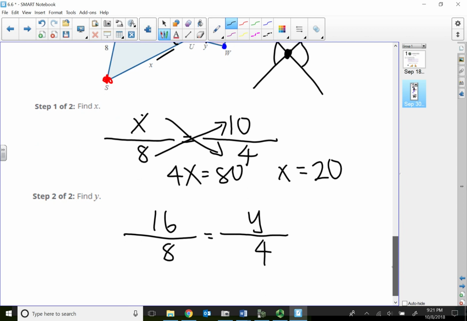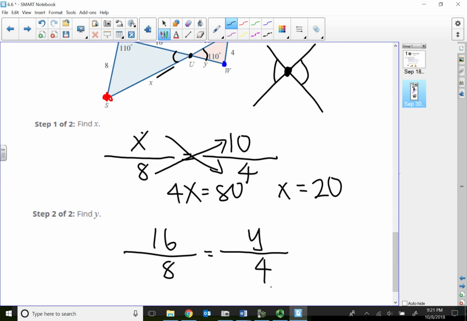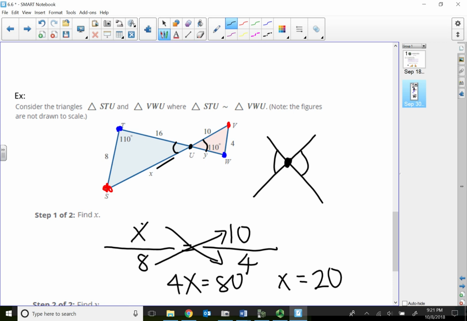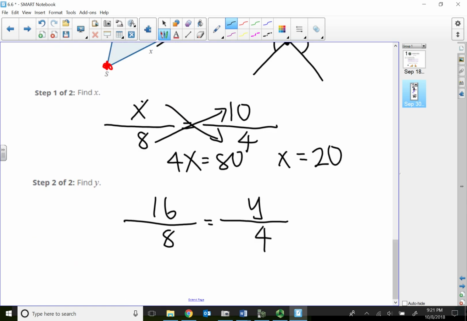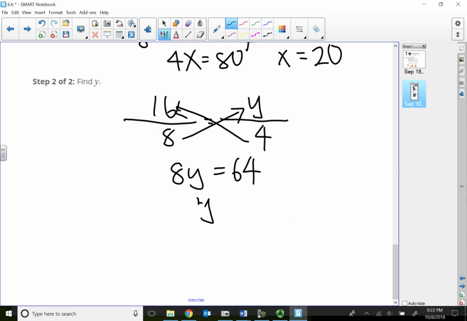You can almost tell just by the 8 and the 4 that the triangle on the left is twice the size of the triangle on the right. That's the reason why the 20 is twice the 10. So the Y on the small triangle is going to be half of that 16, so the answer has to be 8. If not, cross product will indicate that 8 times y, 8y, equals 4 times 16, which is 64. Divide both sides by 8. My answer, y equal to 8.